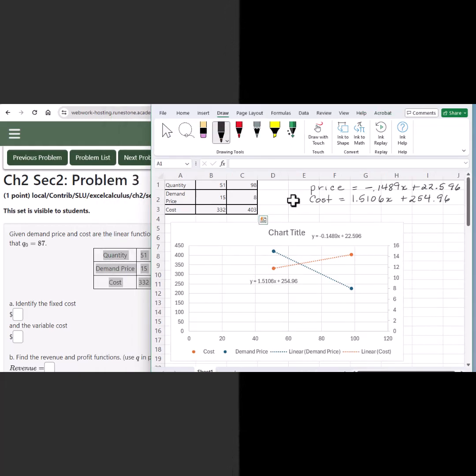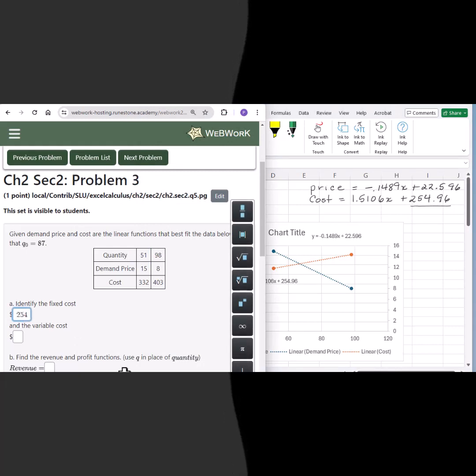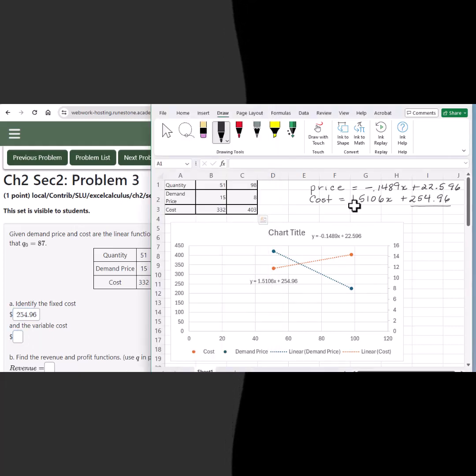So now that I've done the modeling and I have those two equations, I'm back to the same starting point that I was in the previous two problems. So identify the fixed costs. The fixed costs are the constant part of the cost function. And the variable cost is the slope, the coefficient on the x.